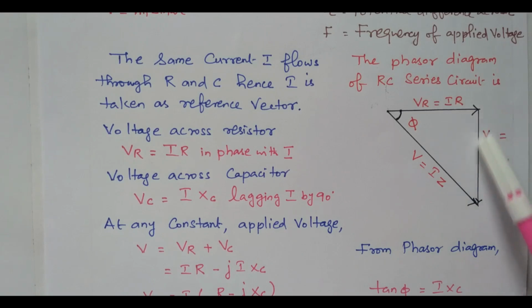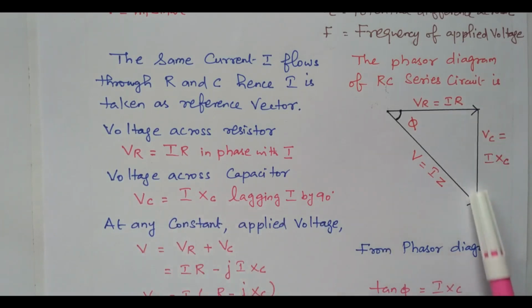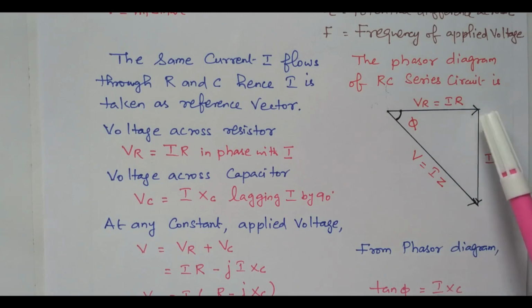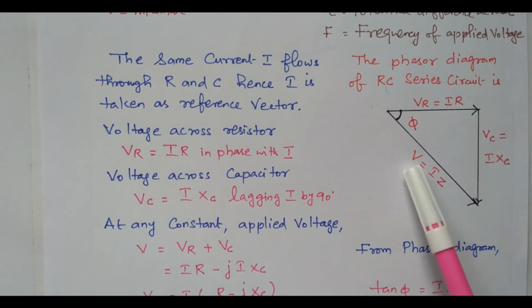This is the voltage drop across the capacitor. So that is lagging the current. The voltage across the capacitor is lagging the current, so it is drawn downwards. So it is lagging the applied voltage, lagging the current. Vc equal to I into Xc. So the sum of these two is the total potential.